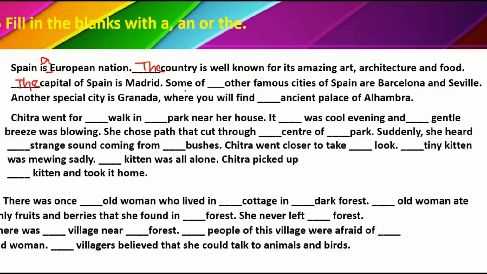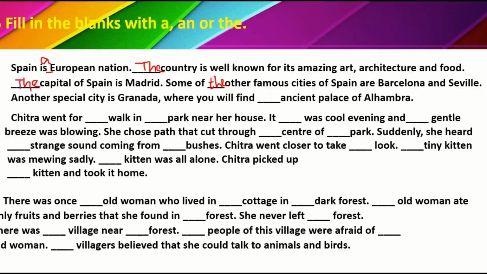Some of dash other. Here you can use some of the other, because it is the other famous cities. So here we are using the because it is not a singular one. The other famous cities is a plural one. That also we have to check, right? If it is singular only, we have to use a or an. If it is plural, we have to use the, and also for particular specific things. The other famous cities of Spain are Barcelona and Seville.